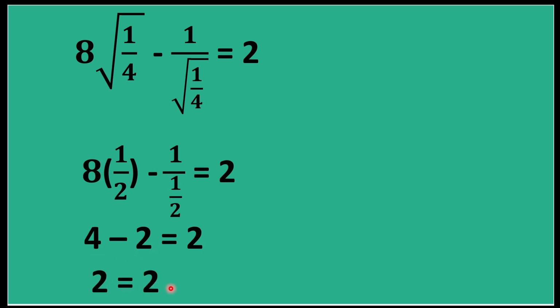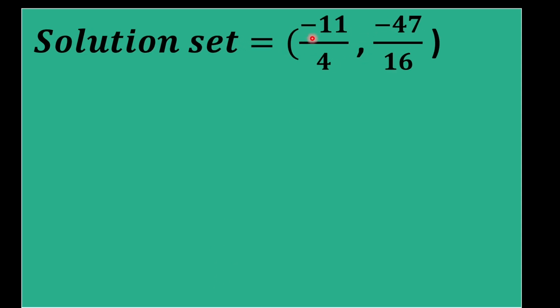So it means that this value satisfies the equation. It is our true value of x. Now we have proved that minus 11 divided by 4 satisfies the equation. Now we will try minus 47 divided by 16. We will put this minus 47 divided by 16 in the given equation.